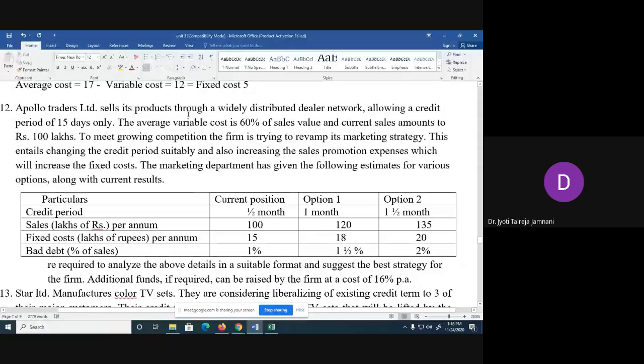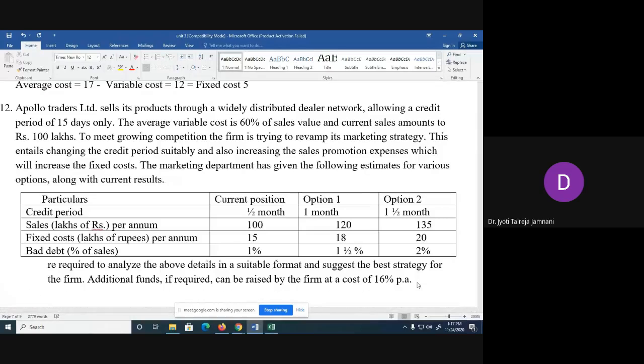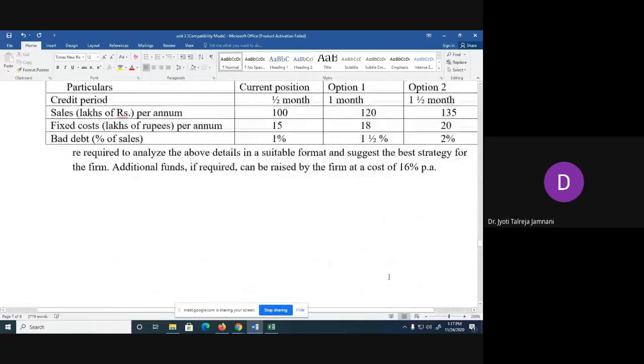Apollo Traders Limited sells its product through a widely distributed dealer network, allowing a credit period of 15 days only. So as of now, it is providing only 15 days credit. The average variable cost is 60% of sales value and current sales amounts to rupees 100 lakh. To meet the growing competition, the firm is trying to revamp its marketing strategies. This entails changing the credit period suitably and also increasing the sales promotion expenses. So they want to increase sales, so they are thinking of increasing the credit period and also do certain sales promotion expenses.